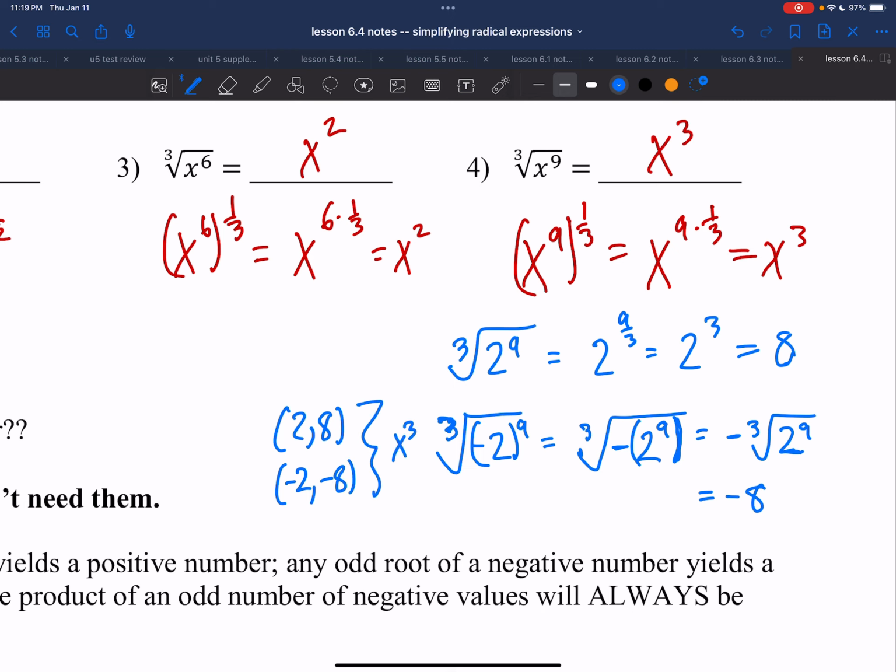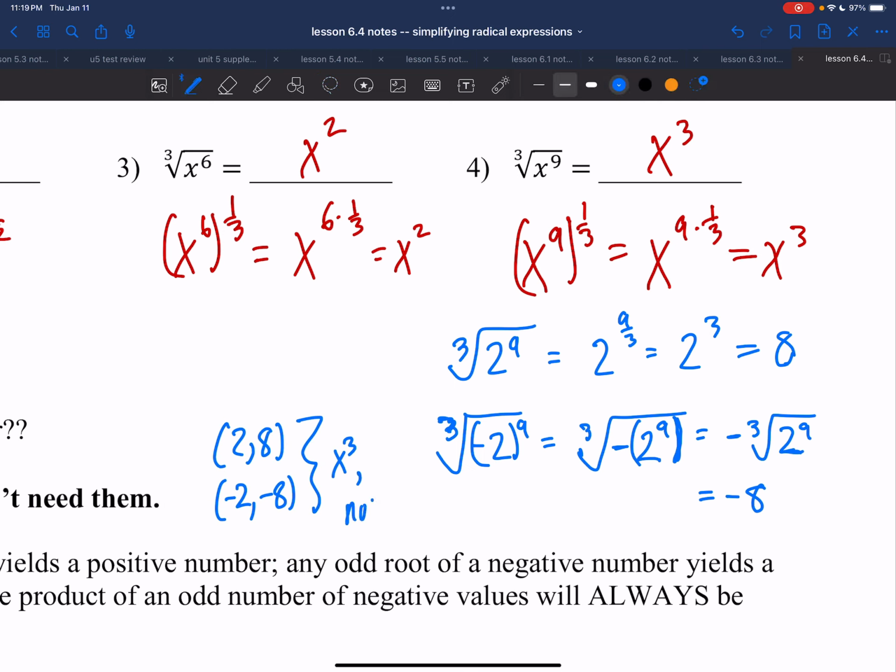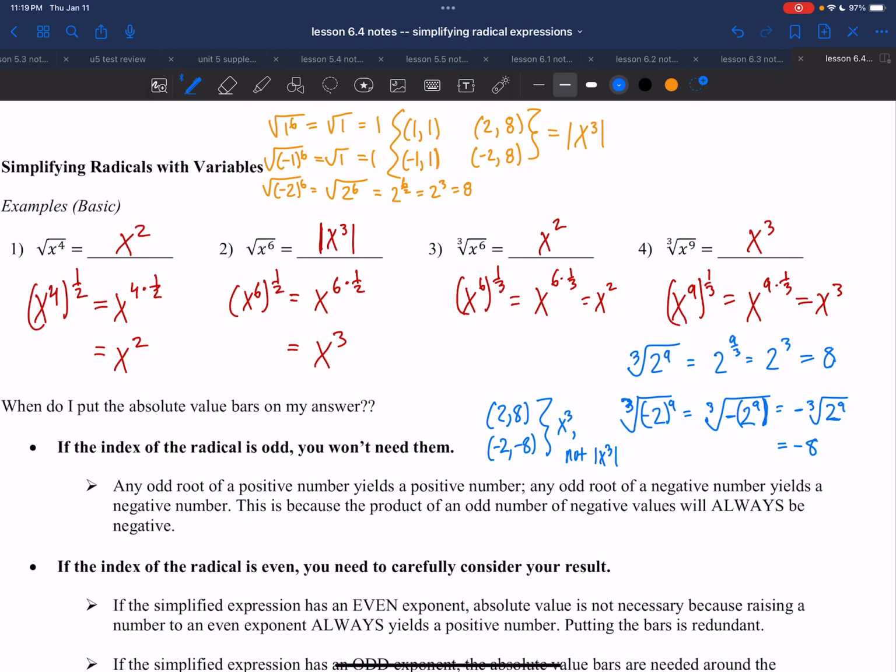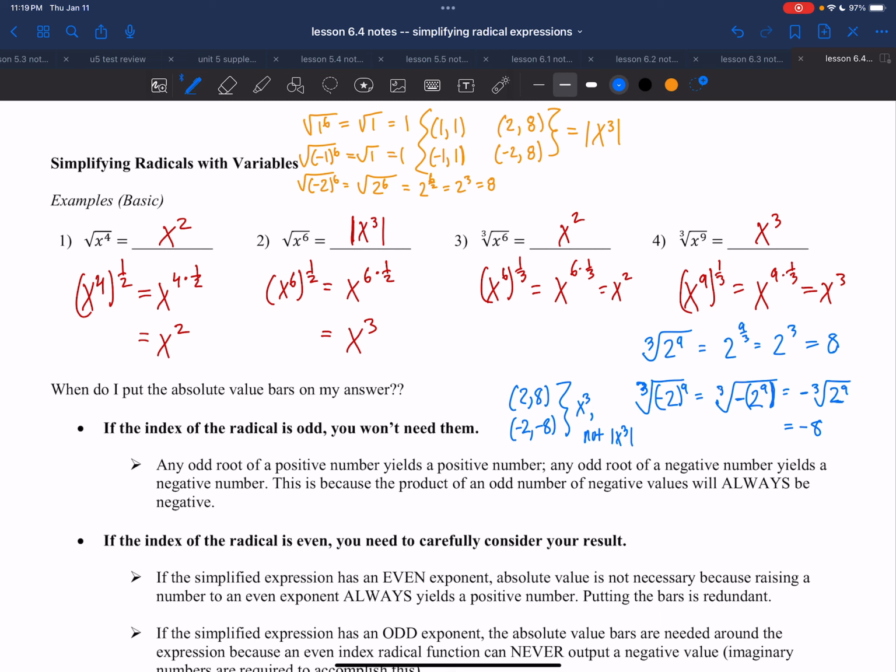That's x cubed, right? That is x cubed, not absolute value x cubed. So, with these four simple basic examples, only one of them did I have to use an absolute value bar. And so here is sort of the explanation as to why.